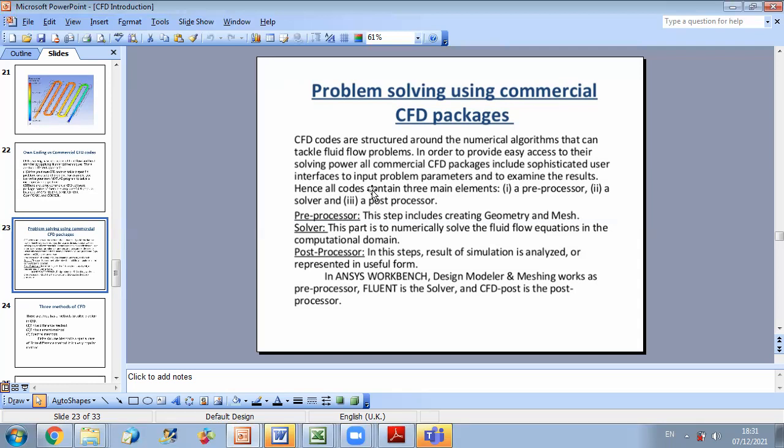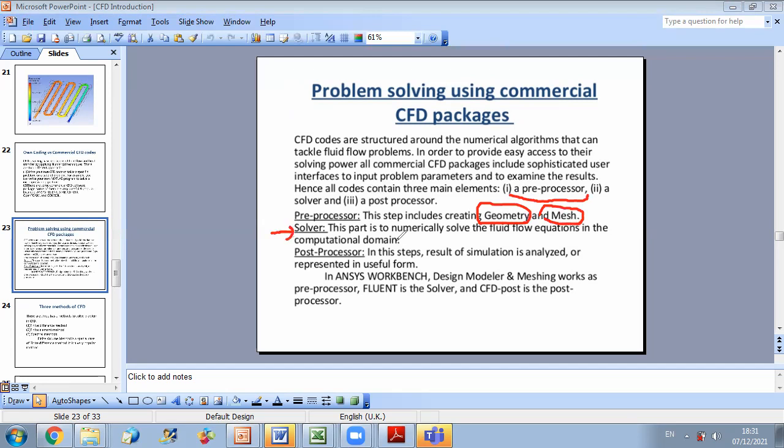Okay, so we have three main steps in all CFD codes. The first one is the preprocessor. The preprocessor consists of creating the geometry. You will create it, of course, and meshing it. This means dividing it into small parts, into control volumes. Okay. The second phase is the solver.